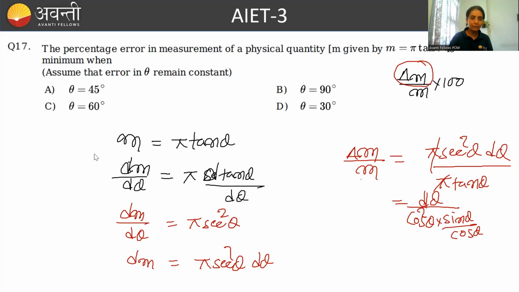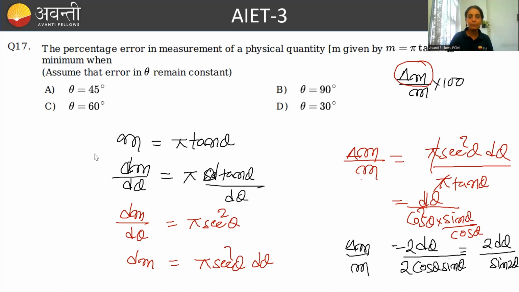So if we cut whatever can be cut here, we will get d theta by cos theta sin theta. And cos theta sin theta can be written as what? If I write 2 here and 2 here, 2 cos theta sin theta will be equal to sin 2 theta. So this is equal to 2 d theta by sin 2 theta. Now this is the relative error.